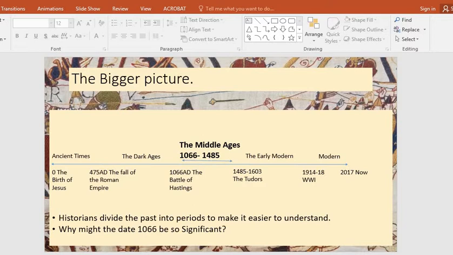However, at the bottom of the timeline, you have key events. These are not all the key events, obviously, but some of the ones that should be quite familiar to you. So we start off with the birth of Jesus, the fall of the Roman Empire. We start the Anglo-Saxon period in 1066 because it is the Battle of Hastings. And then we have the Tudor period, so you would have looked at the Tudors in year 8, hopefully. World War I last year in year 9, and 2017 to now, obviously 2021, which brings us up to our modern day.